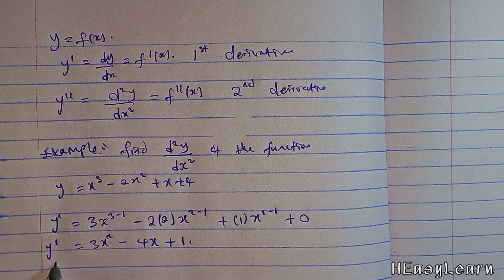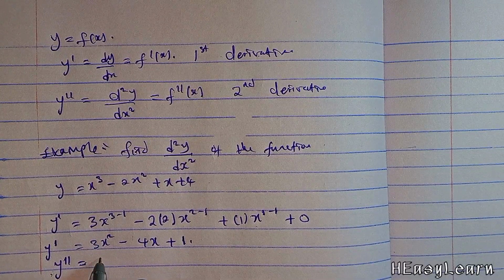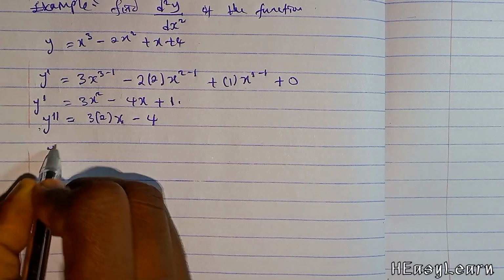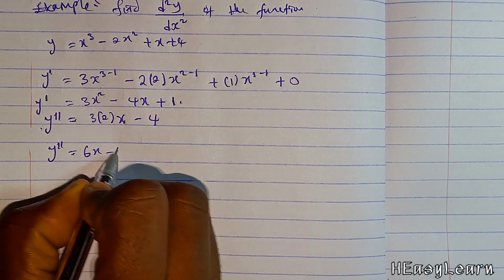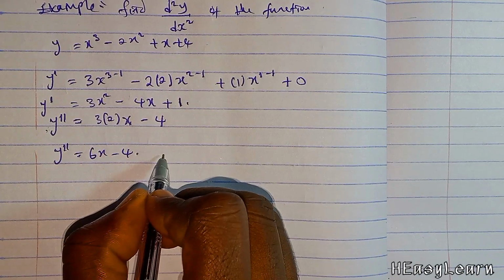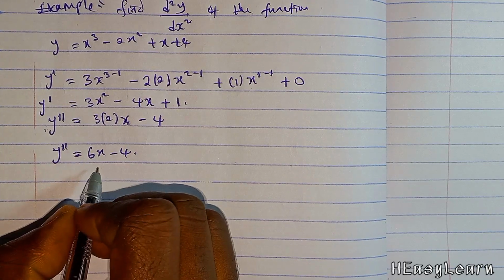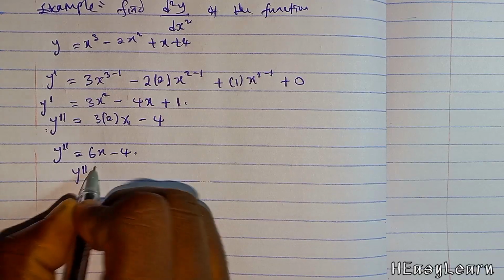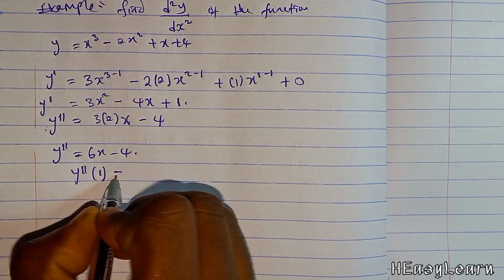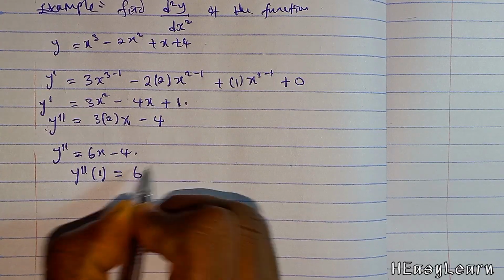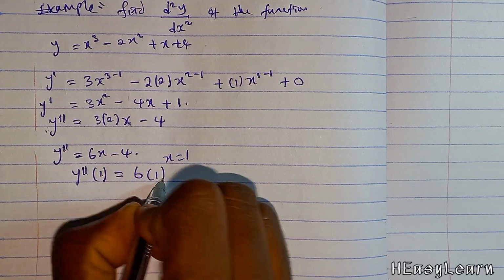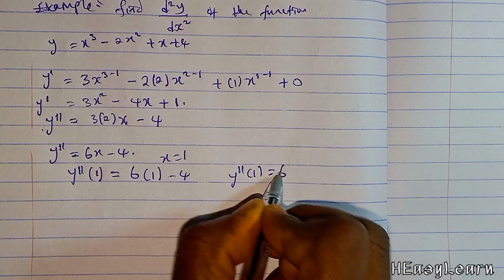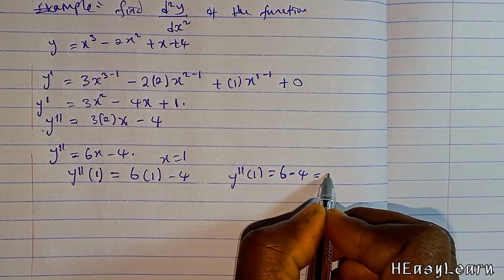What is going to be the y double prime of this function? 3 multiplied by 2x minus 4. This is the same thing as 6x minus 4. So y double prime equals 6x minus 4. Now, what is going to be y double prime of 1? Anywhere there is x, plug in x equals 1. 6 multiplied by 1 minus 4. y double prime of 1 equals 6 minus 4, which is the same thing as 2.